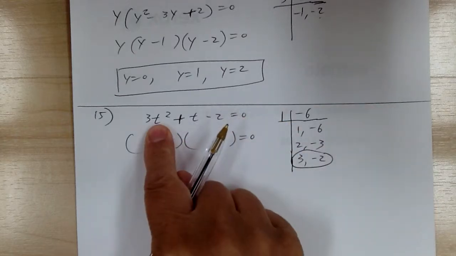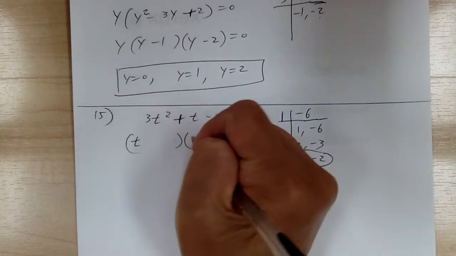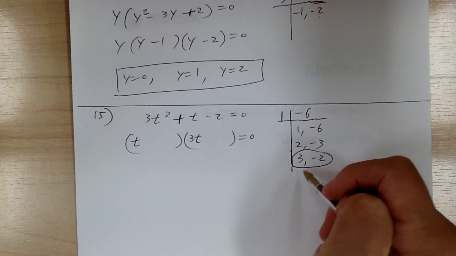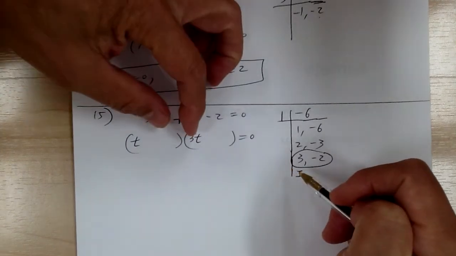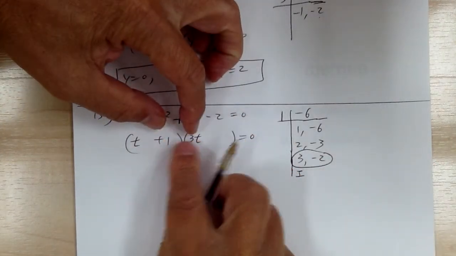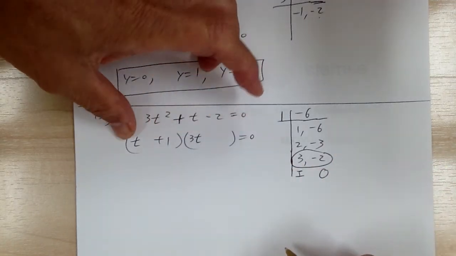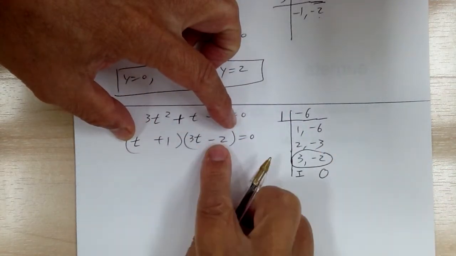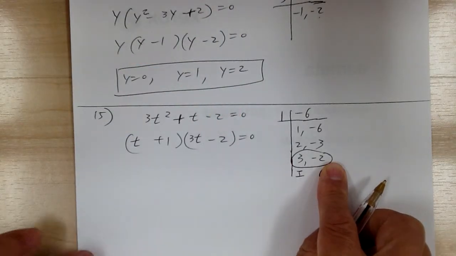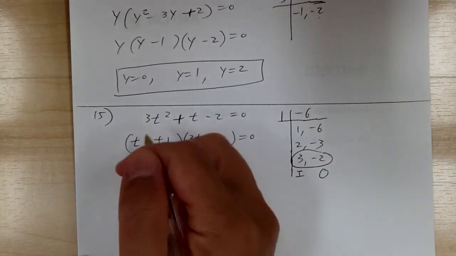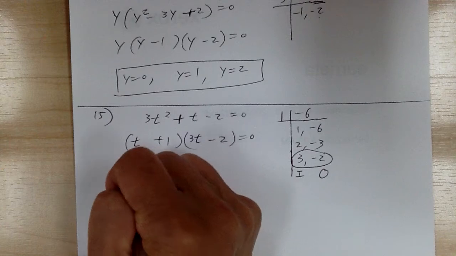So first undo the first term. So it would be t, 3t. So this would be the inside. So 3 times 1 gives you 3. Then this would be the outside. So 1 times negative 2 will give you negative 2. Okay. So from here, you're going to get t equal to negative 1.